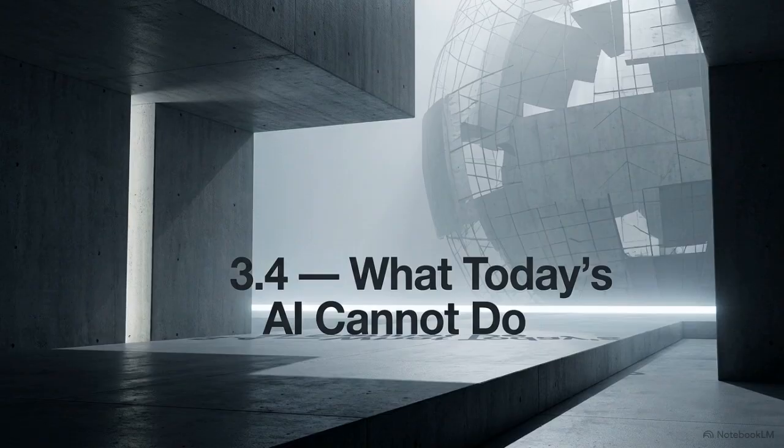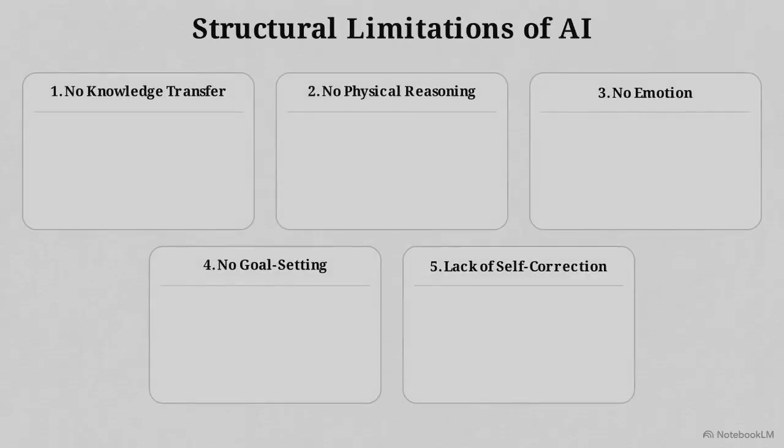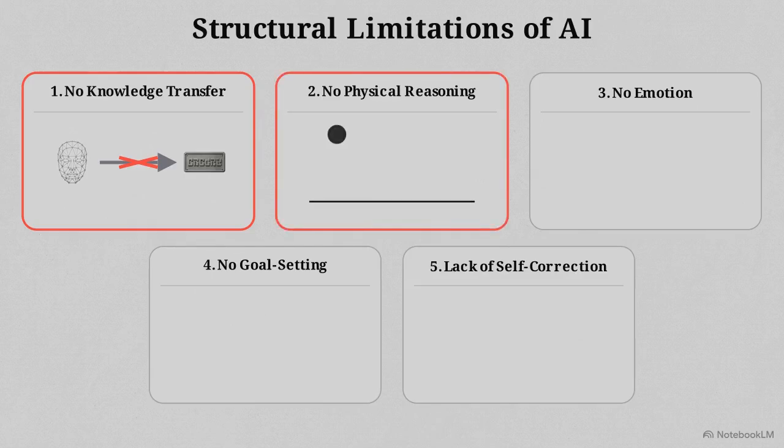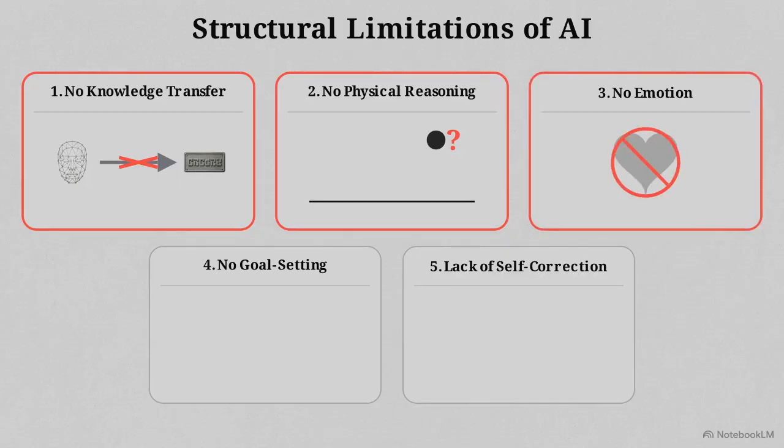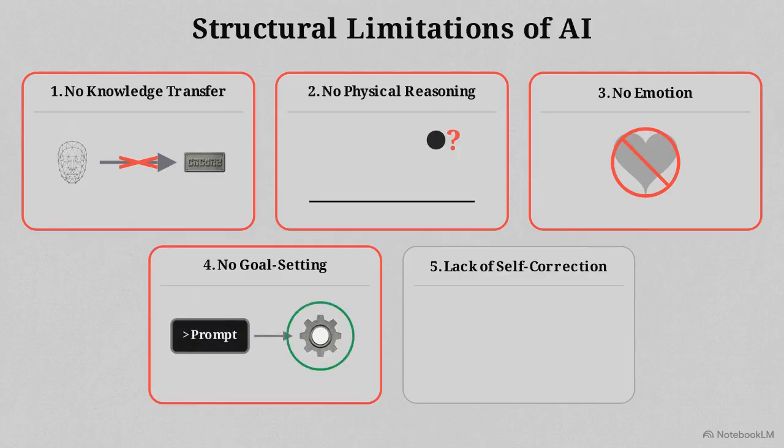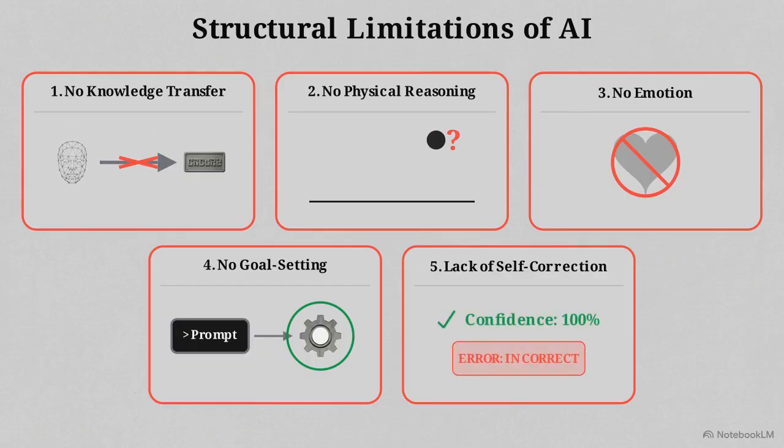3.4. What today's AI cannot do. Today's AI systems have severe structural boundaries. First, they cannot transfer knowledge across unrelated tasks. Second, they are software. They cannot reliably reason about the physical world, like friction or gravity. Third, they do not understand emotion or social context. Fourth, they cannot set their own goals. Those always come from human prompts or programming. And fifth, they often lack the ability to know when they are wrong, delivering incorrect answers with absolute confidence.